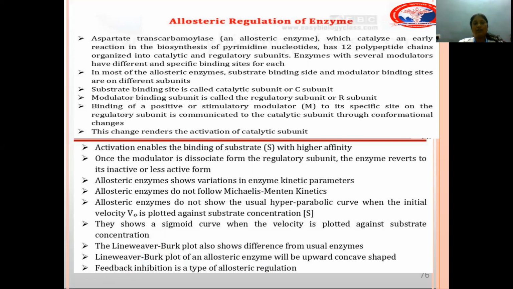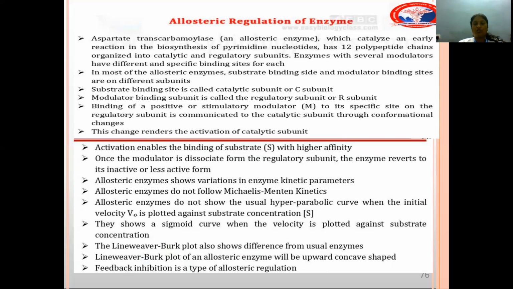So what happens when a modulator comes and binds with the regulatory subunit? There will be a conformational change in the enzyme, which will induce a conformational change in the catalytic subunit, enabling the binding of substrate to the catalytic subunit with more affinity. So once the modulator dissociates from the regulatory subunit, the enzyme will revert back to its inactive or less active form.